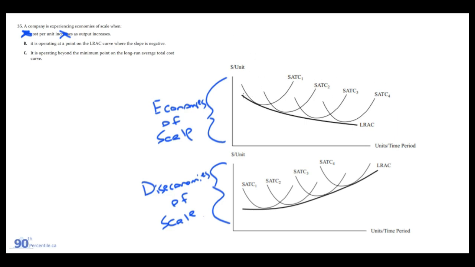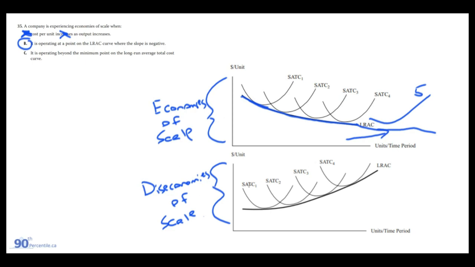So the minimum point along all of these short run curves is known as the long run average cost curve. So in the long run, if the firm continues on this trajectory and keeps adding more factories, it might have a curve 5 here. The long run average cost is going to keep going down. And because the average cost is going down as the units are increasing, it is experiencing economies of scale. So the answer here is going to be B. It is operating at a point on the long run average cost curve where the slope is negative. So here it's sloping negative, so cost is going down.